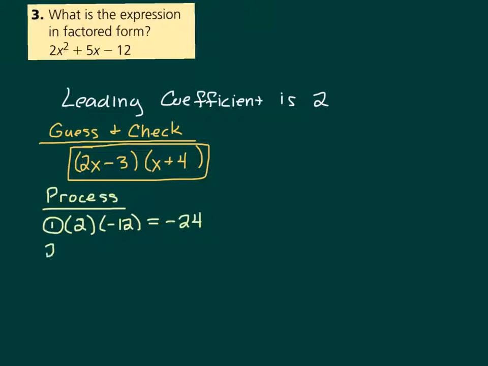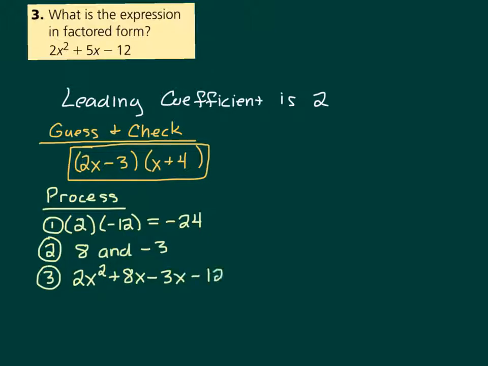The second step is to look for factors of negative 24 that will add up to be 5. Those factors are 8 and negative 3. Once we have those, we use them to rewrite our original problem, 2x squared plus 5x minus 12, as 2x squared plus 8x minus 3x minus 12.